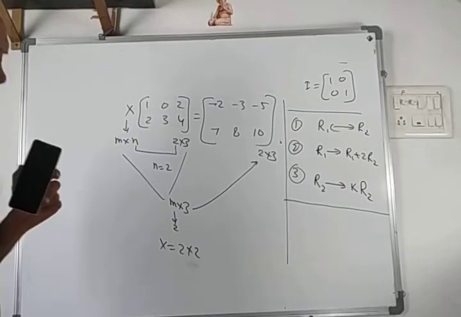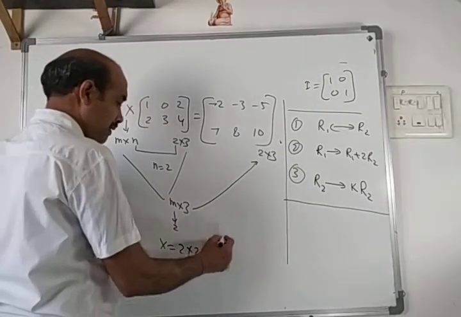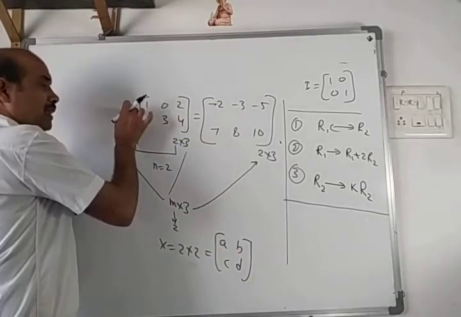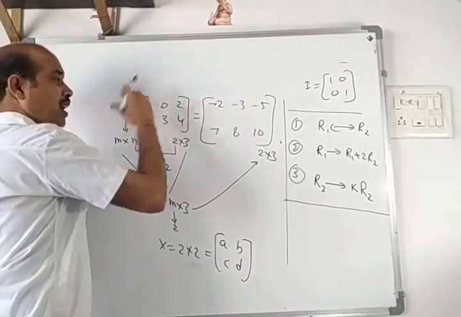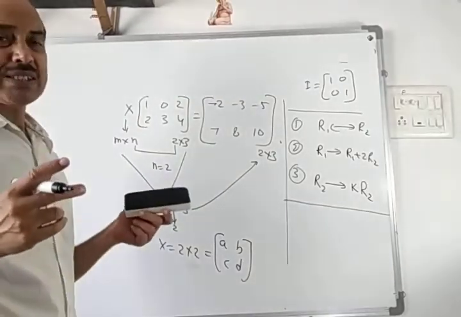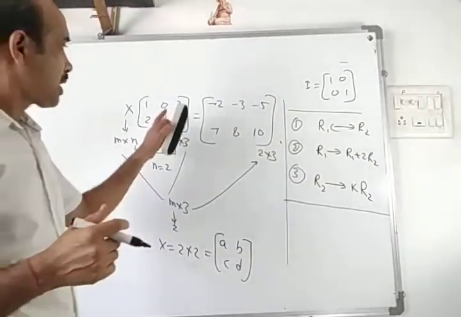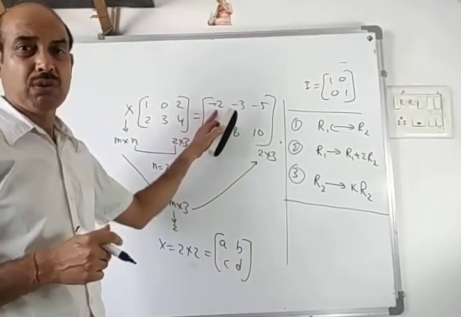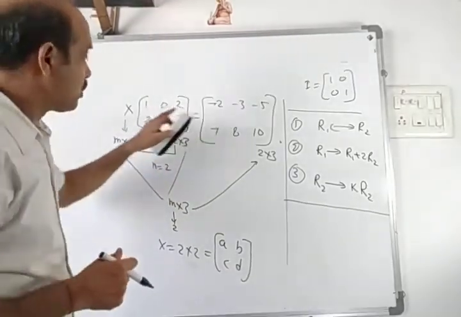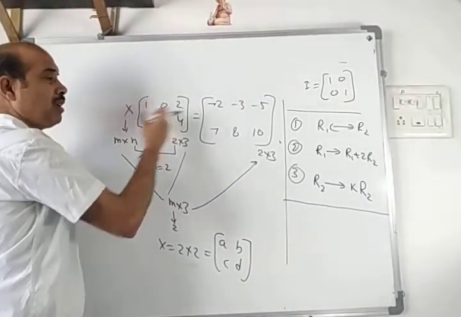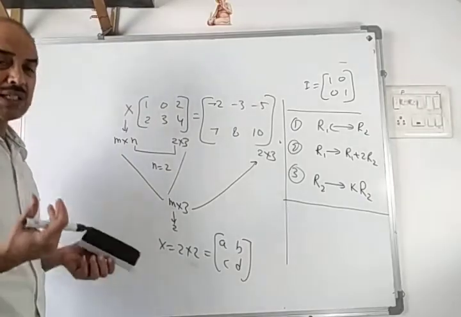Clear? Now you can suppose it a, b, c, d, put it over here, multiply this and equate with this. Equality of two matrices: if two matrices are equal, their respective elements will be equal. That is also a property of equal matrices. So multiply this and make them equal. By solving the equations, you will get the values of a, b, c, d.